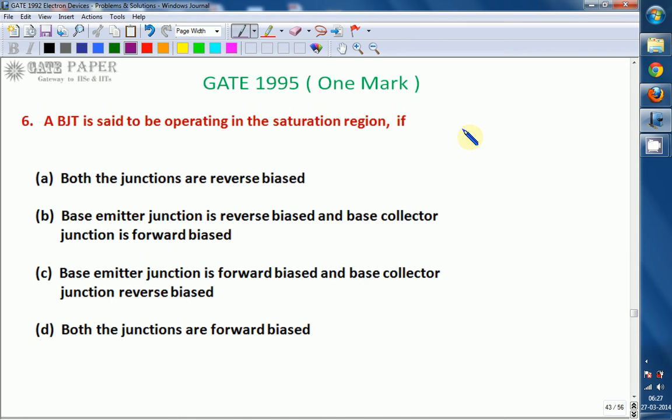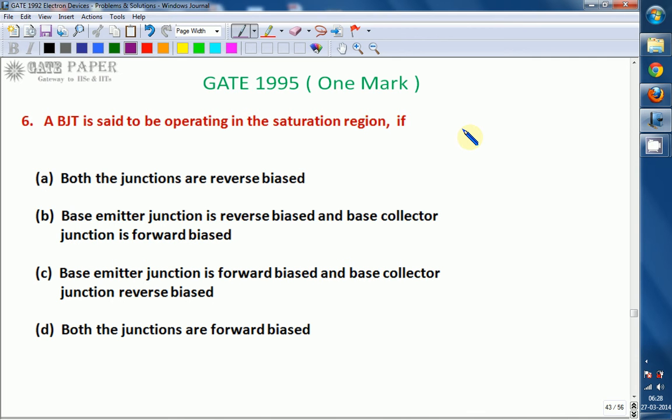This is GATE 1995 paper, and we are discussing a 1 mark question related to electronics. A BJT is said to be operating in the saturation region if: A. Both the junctions are reverse biased. B. Emitter base junction is reverse biased and base collector junction is forward biased. C. Base emitter junction is forward biased and base collector junction is reverse biased. And D. Both the junctions are forward biased.